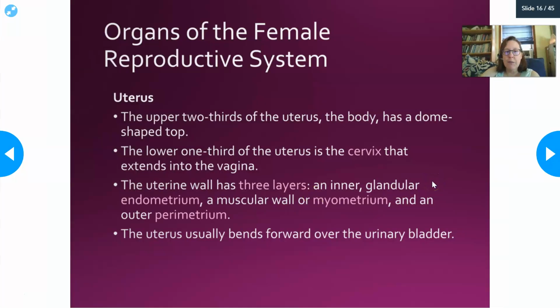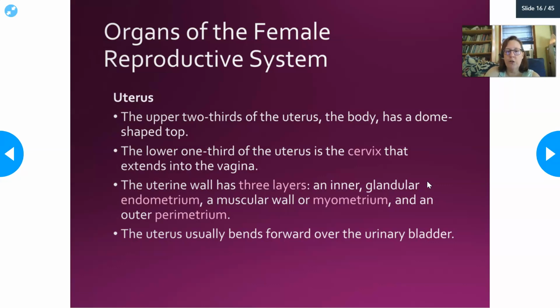And so let's talk about the uterus. The upper 2/3 of the uterus is called the body. It has a dome-shaped top, looks a little bit like a light bulb. The lower 1/3 of the uterus is the narrow part, and it's called the cervix. And the cervix is what extends into the vagina.